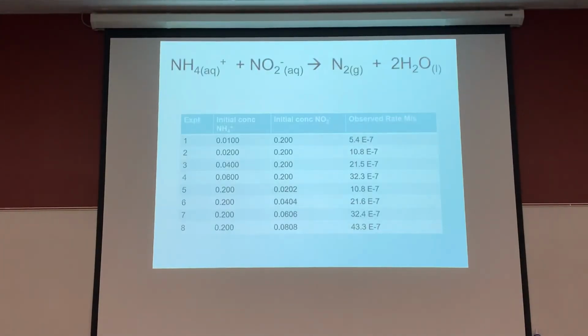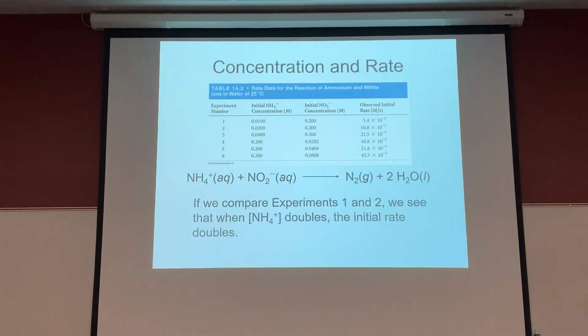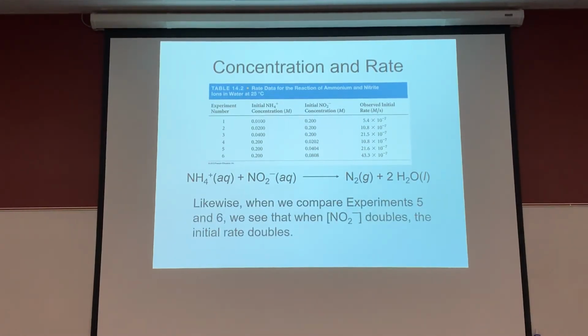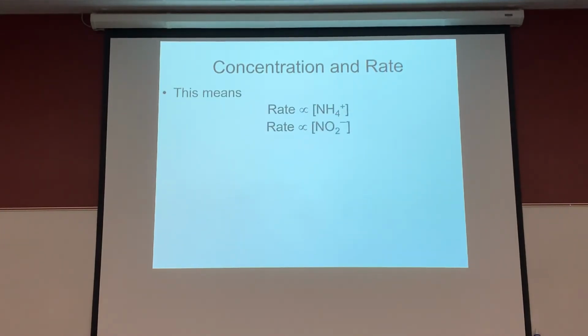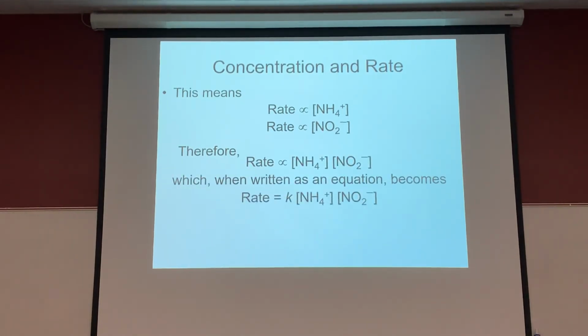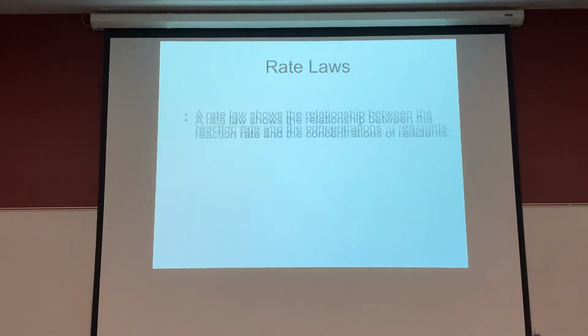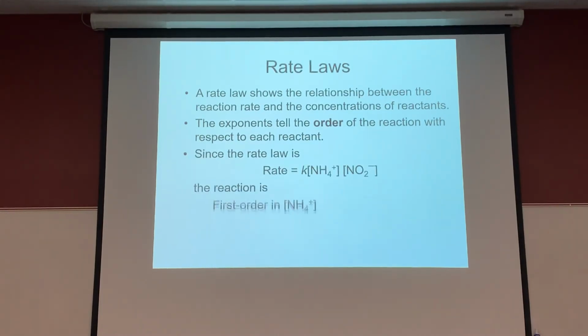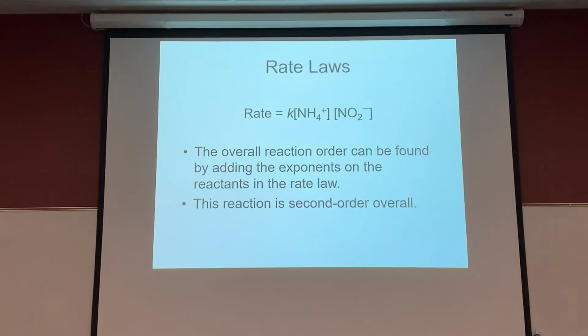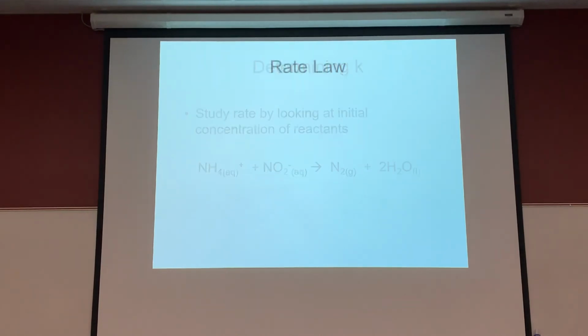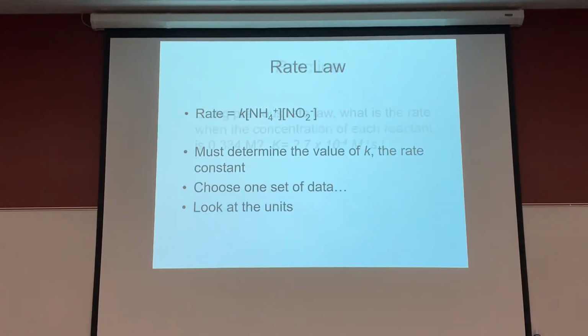So there are your data. Compare 1 and 2. This one's got 5 and 6. Rates are proportional, that means the value of your exponents is 1. So there's your rate law. K is a constant. There's the order with respect to each reactant. Overall order is 2. Calculate K by picking one data set. And there's your answer.